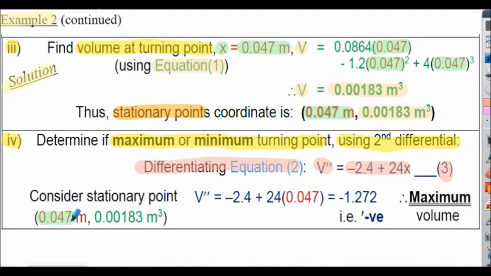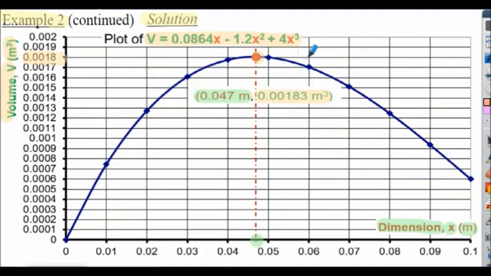Inserting the value of x, where the maximum volume occurs, into equation 3, we find the second differential is a negative value. We're not interested in the actual magnitude of the second differential, it's just its sign, whether it's positive or negative. And as it's negative, that means we have the maximum volume. And of course that's what the graph shows. The maximum volume occurs at x is equal to 0.047 meters. So that's the solution for example 2.